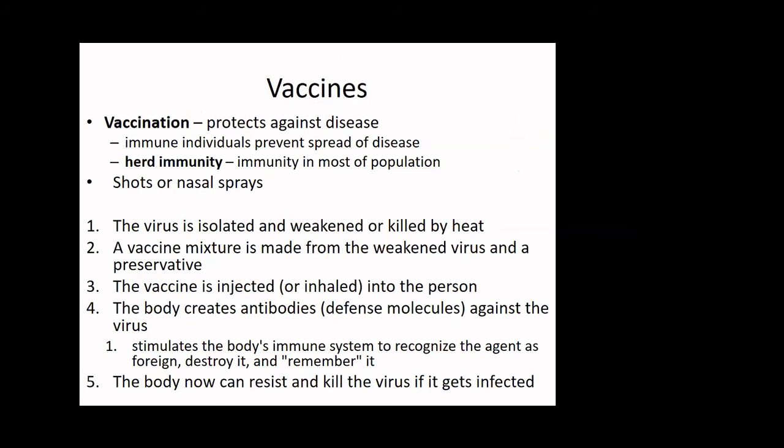So let's talk about vaccines while we're on that topic. The goal of vaccination is to protect an entire population against disease, okay? Because immune individuals will prevent the spread of disease. So the goal of vaccines is to stop the spread of diseases through populations. In order for that to happen, you need to have most of the population be immune to that disease. So you need to have most of the population be vaccinated against that disease, okay?